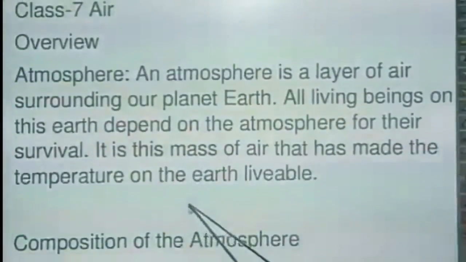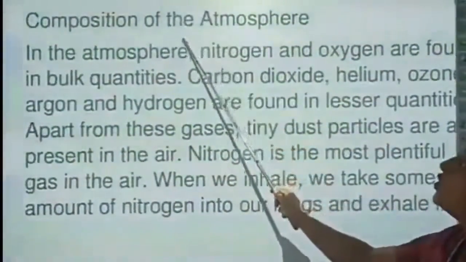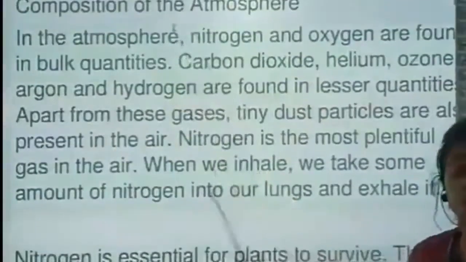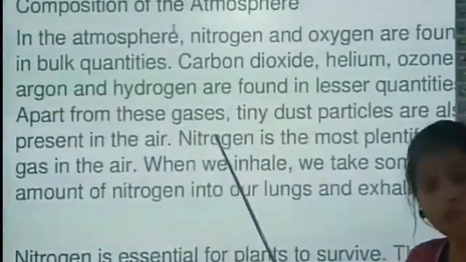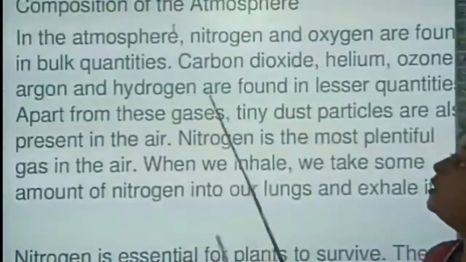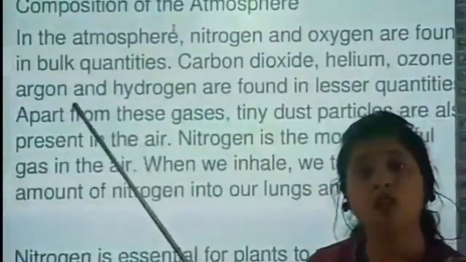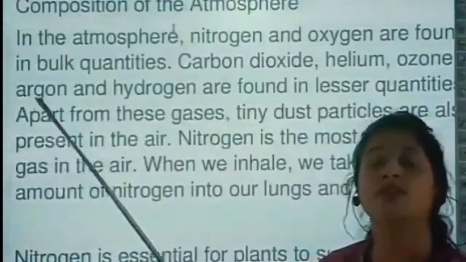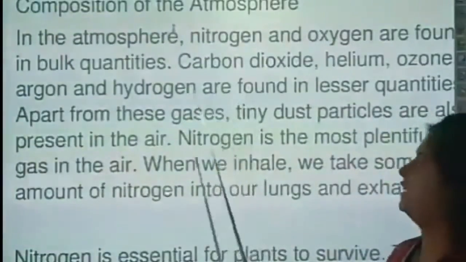Now we are coming to our next point, that is the composition of the atmosphere. It means which kinds of things are included in the atmosphere. We know the meaning of atmosphere. It surrounds our environment, but we have to know which kinds of gases and which kinds of things are included in the atmosphere. For this we are studying this slide.